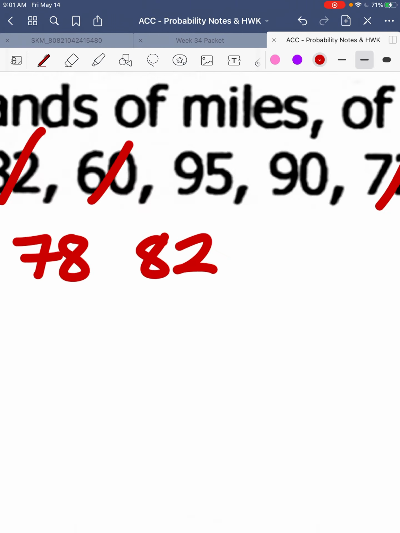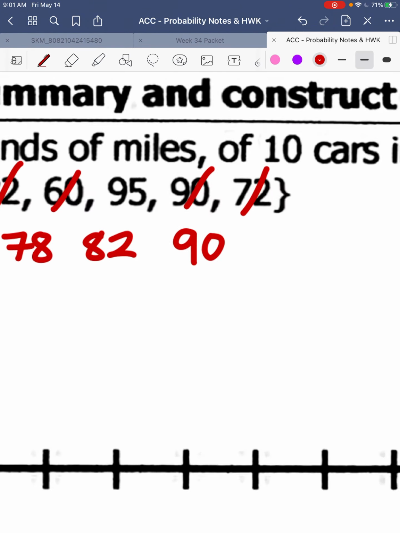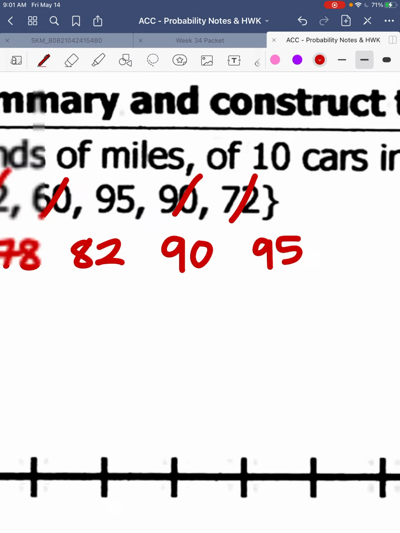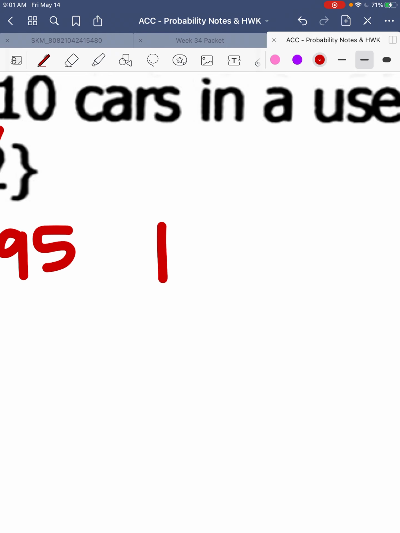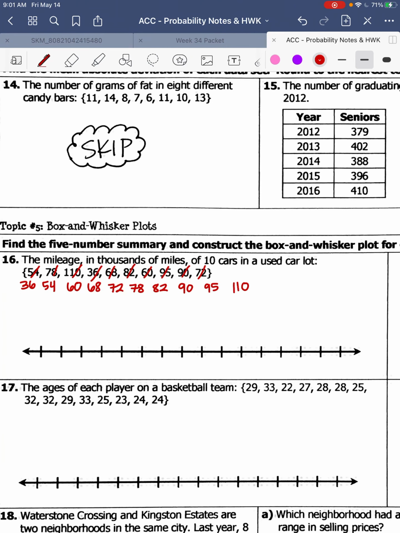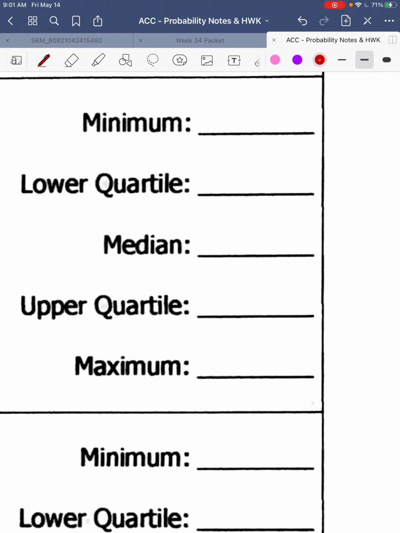A 90, a 95, and a 110. Okay, so now that my data is in order, we're going to start looking for our 5-number summary. And our 5-number summary are these numbers here.